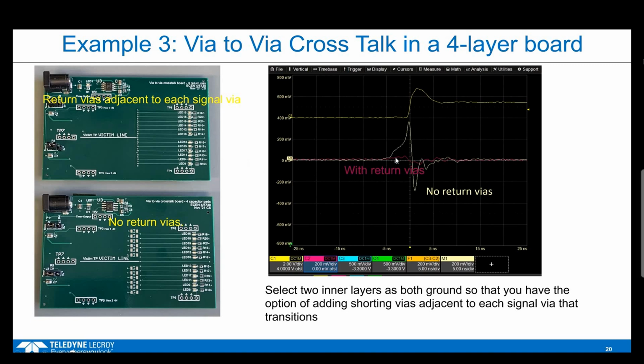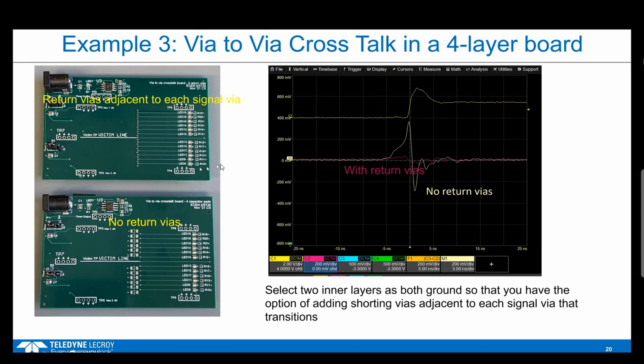And sure enough, here is the measured voltage noise on the victim line, in this case with no return vias between the 2 planes, and in this case with the return vias. And you can see a dramatic reduction in that switching noise on the poor victim line here that picks up the noise from the cavity as it passes through.